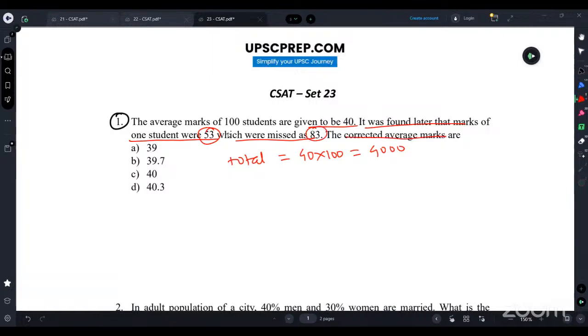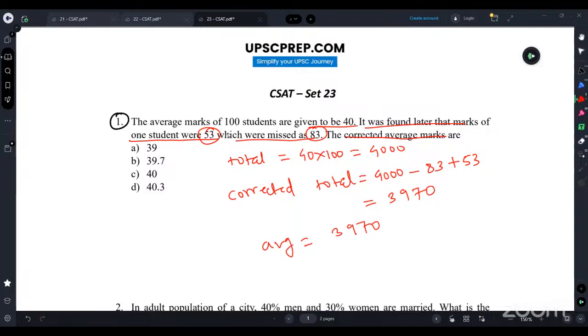The corrected average marks will be, okay, see now. Let's find out the corrected total first. It is not 4,000. Now it will be 4,000 minus 83 because 83 is incorrect, and let's add the correct mark, which is 53. Okay, so 83 minus 53 is 30, so that will be 3970. So 3970 is the total. Now what will be the average? It will be 3970 and 100 students in total. So total upon number of students is basically the average, right? So that will be 39.7. So the corrected average will be option B. Clear?